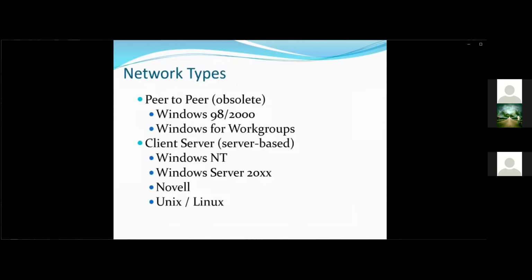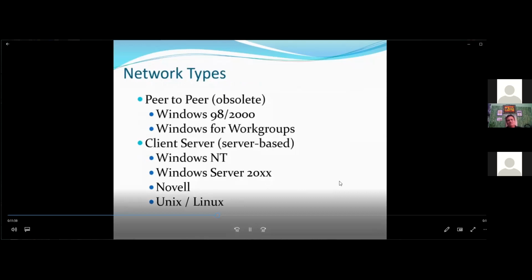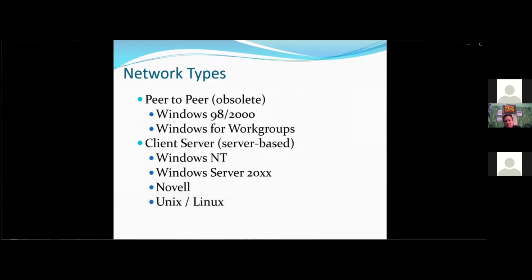So, we have the network types. First, we have the peer-to-peer. Again, ito yung obsolete. Pero I don't know if it's still being used. Siguro may gumagamit for personal use. Pero again, for the industry-wise, wala, I can assure you, mostly wala nang nagamit dito. So ano ba yung peer-to-peer? Yun nga yung connection from one computer to another.